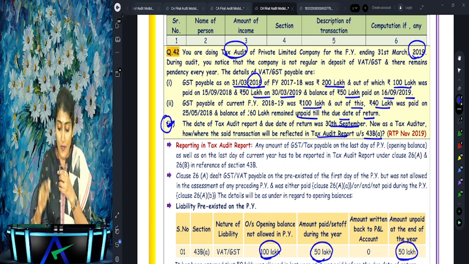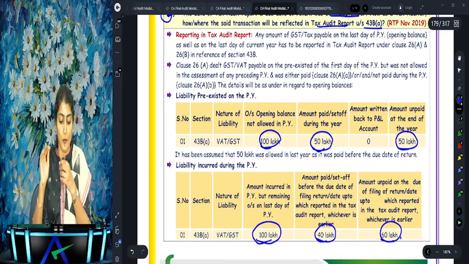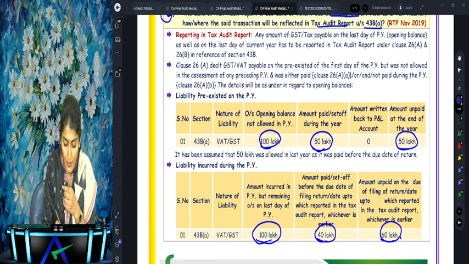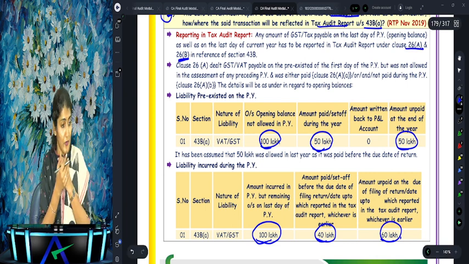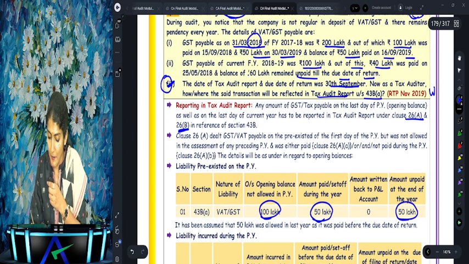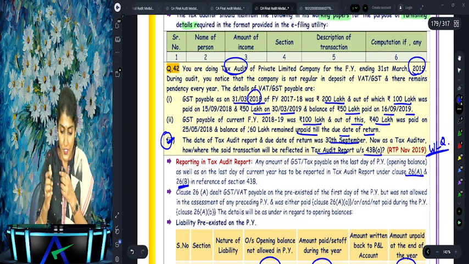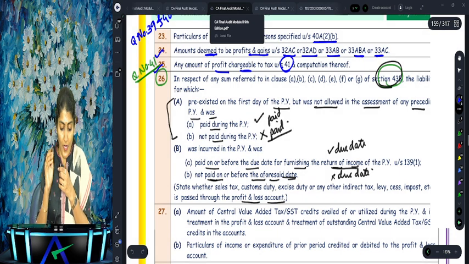Right, so certain deductions are allowed only on the actual payment basis. So you will report it under clause 26A and 26B. Is it clear to everyone? Right, so this is an RTP question. RTP questions for us are the waiting list questions. Do you understand that?